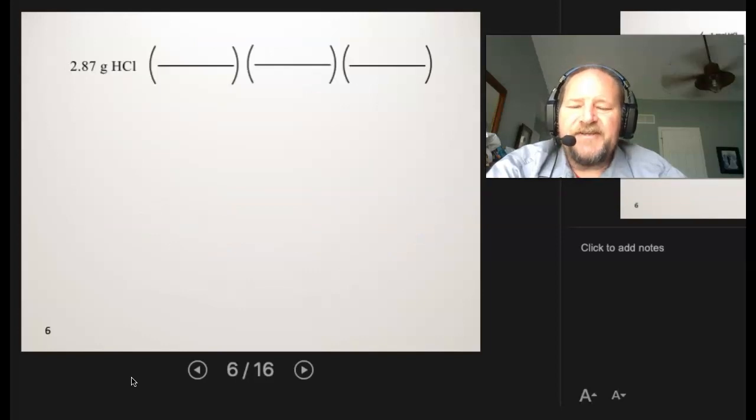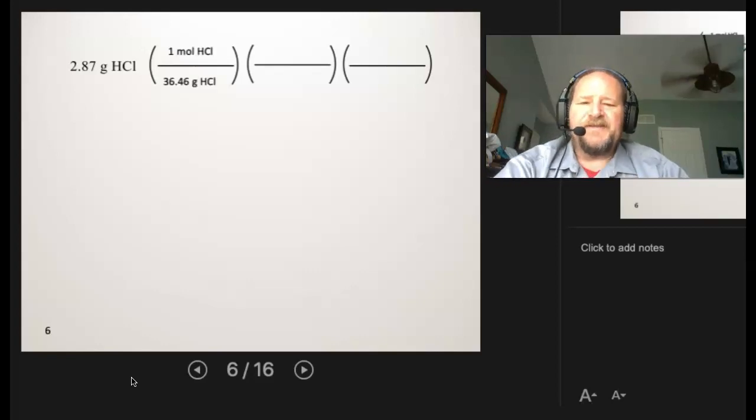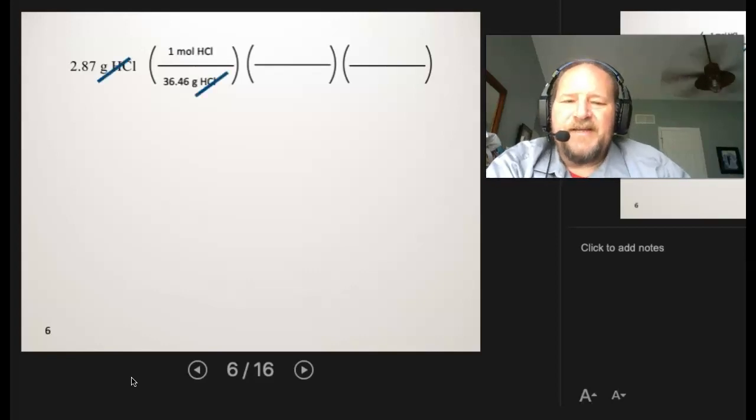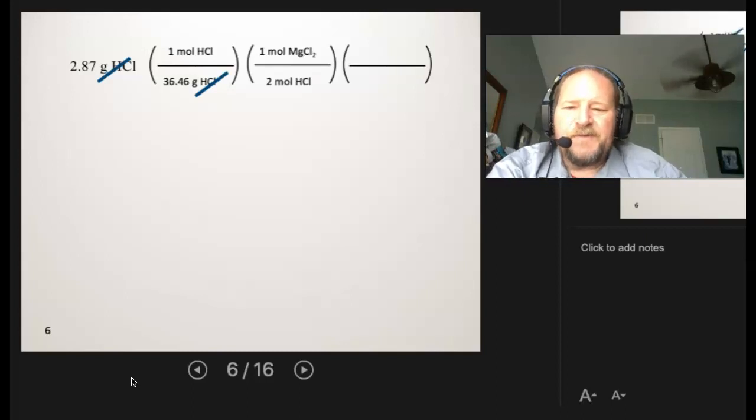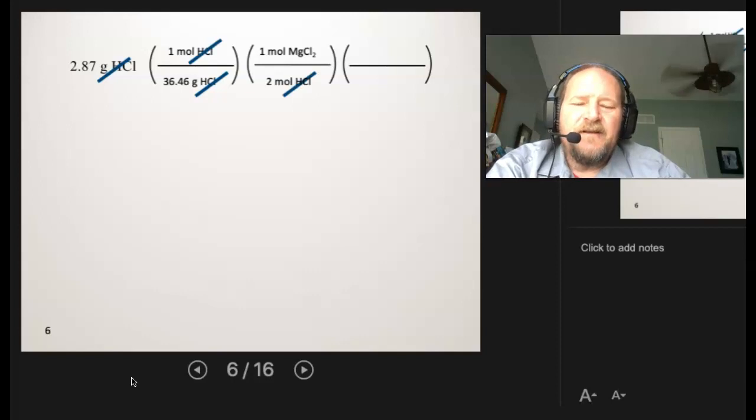Now I'm going to take the HCl, 2.87 grams of HCl, 3-step process again. I'm going to convert that to moles of HCl. Grams will cancel out. Then I'm going to get into moles of product. Moles of HCl will cancel out. Last but not least, the third step will look exactly the same, mass of magnesium chloride. Moles of magnesium chloride will cancel out, and now I have 3.76 grams.